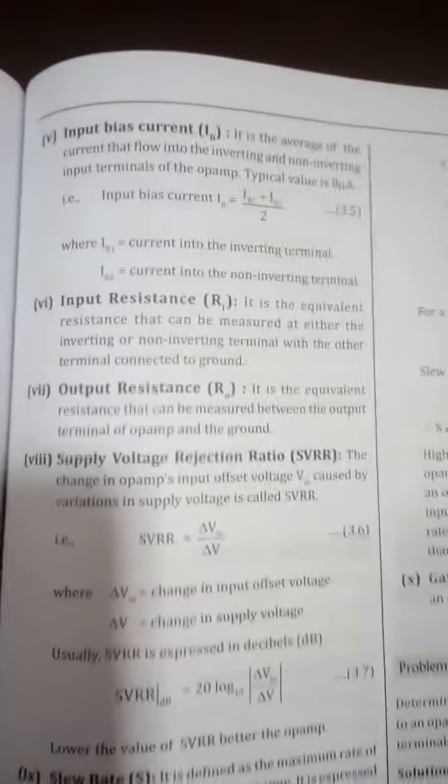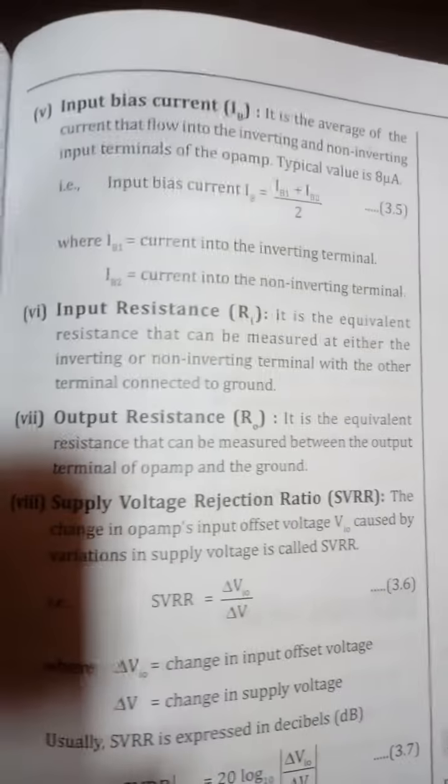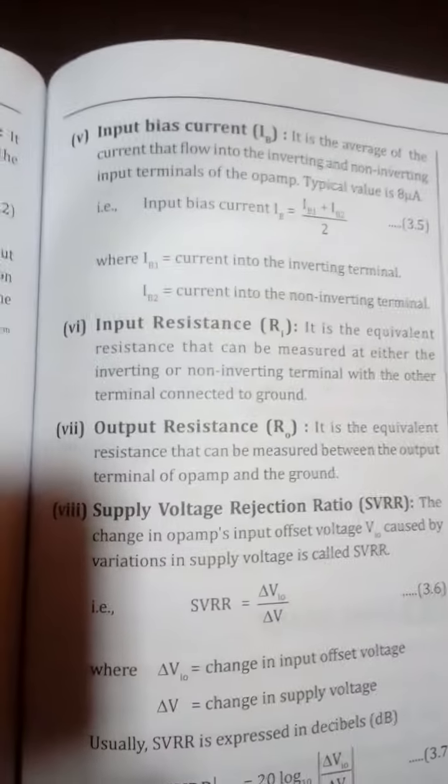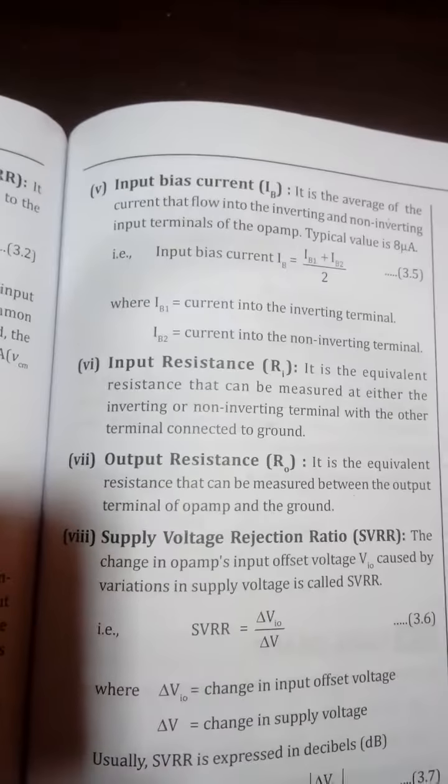Next, you have input bias current. It is the average of the currents that flow into the inverting and non-inverting input terminals of the op-amp. Typically it is 8 microamperes, which means the design is made in such a way that it becomes 8 microamperes. Input bias current IB is denoted as IB1 plus IB2 divided by 2, which is the average current, where IB1 is the current in the inverting terminal and IB2 is the current in the non-inverting terminal.